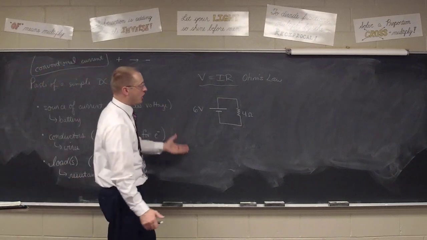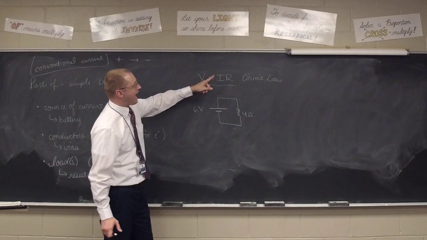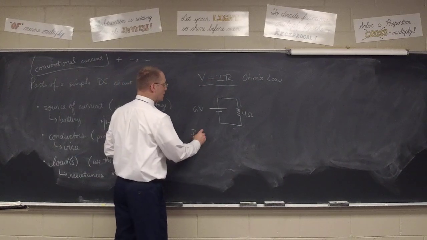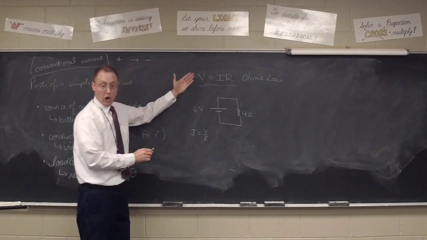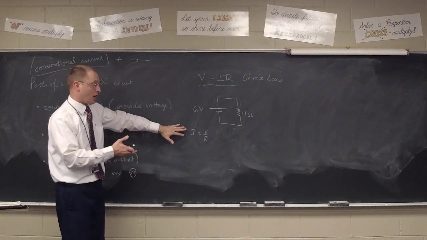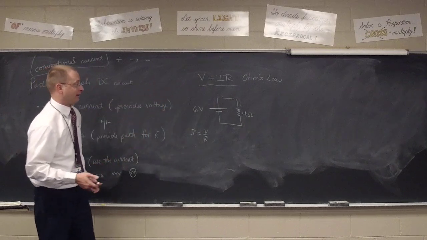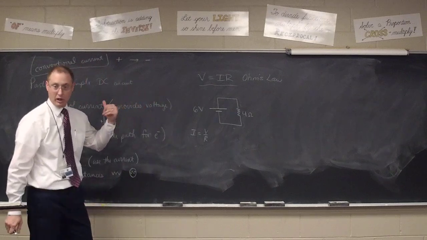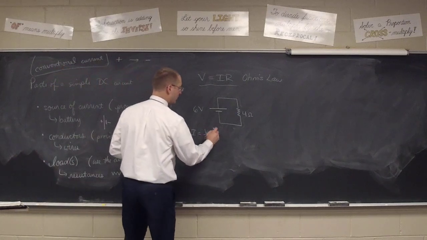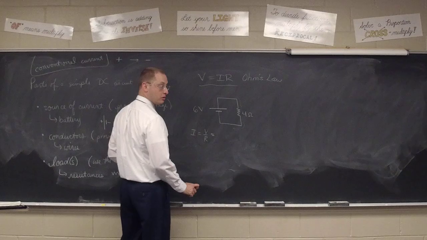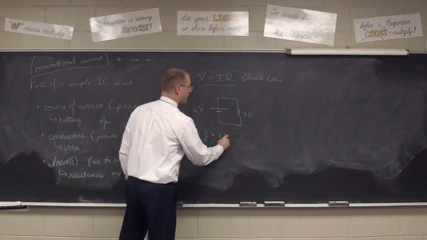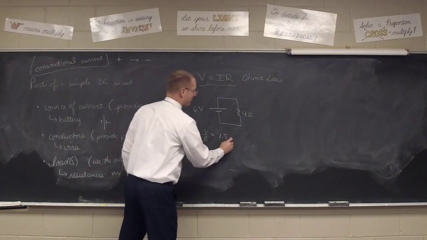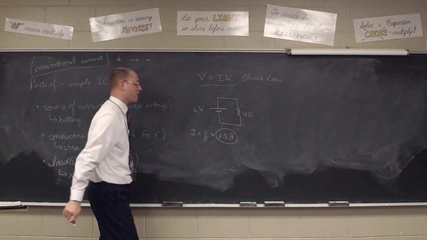If we know the voltage, we know the resistance, and I want the current, how would I get I by itself? Divide the R. So we're going to memorize V equals IR, but we're going to be able to construct or extrapolate I equals V over R. Well, if we got 6 volts and we got 4 ohms, 6 divided by 4, class, gives us 1.5. What do we measure current in? Amps. 1.5 amperes or 1.5 amps of current.